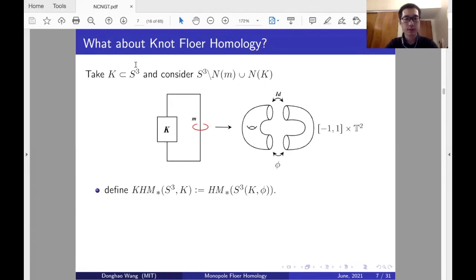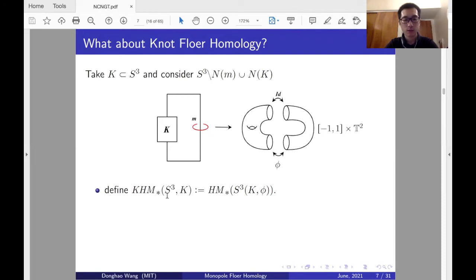So let's consider a knot inside this three-sphere and take this link complement. Here, M is a meridian of this knot. So this complement has two boundary components. Now we use a suitable orientation-reversing diffeomorphism phi to identify these two components to obtain a closed three-manifold denoted by S^3_K, phi.